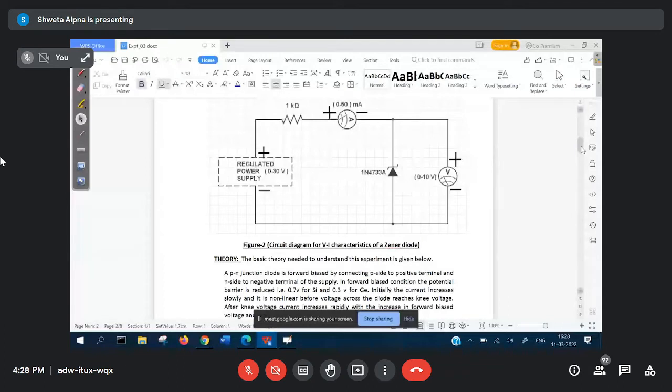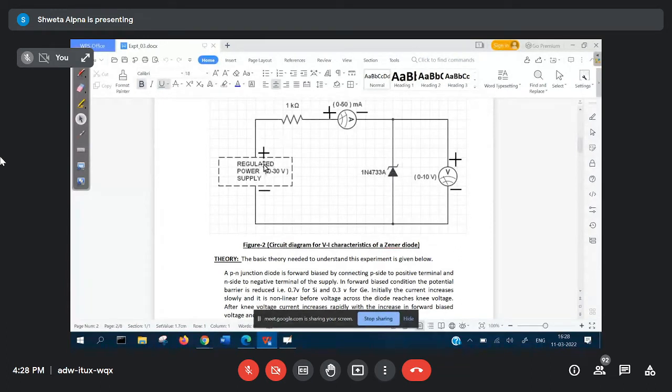Whereas the Zener diode is also a type of diode. It is also made up of PN material, but the construction of it is different than the PN junction diode. And the Zener diode is always connected in a reverse biased, not in forward biased. So you can see this is a circuit diagram for VI characteristic of Zener diode. Zener diode is 1N4733A. Here you can see. In similar way, you have everything here.